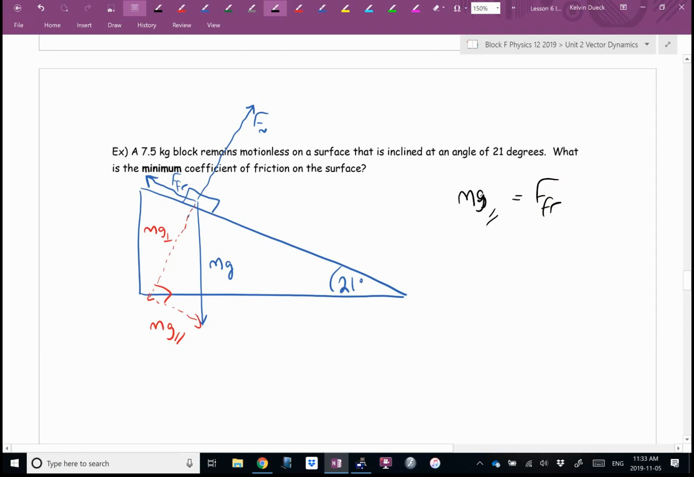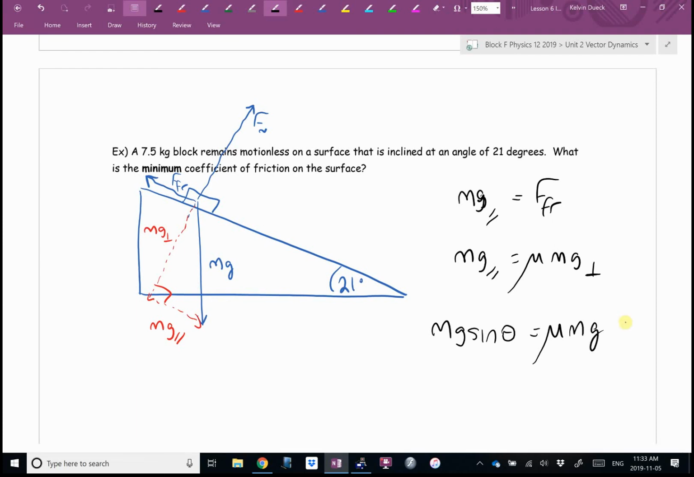Friction is what times what? Mu mg perpendicular. Mu times the normal force. I don't know the normal force. Mu mg perpendicular. Mg parallel. Two lines. Which trig function? Mg perpendicular. Which trig function? Of course it is.